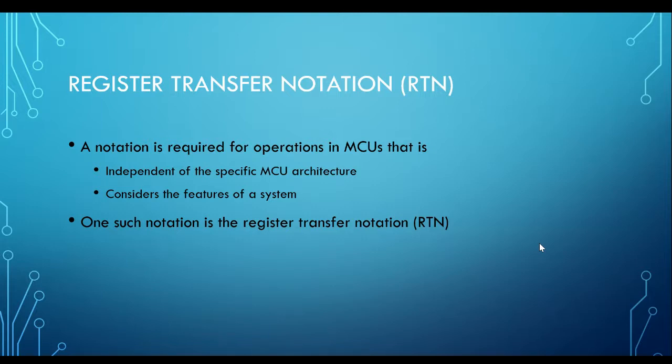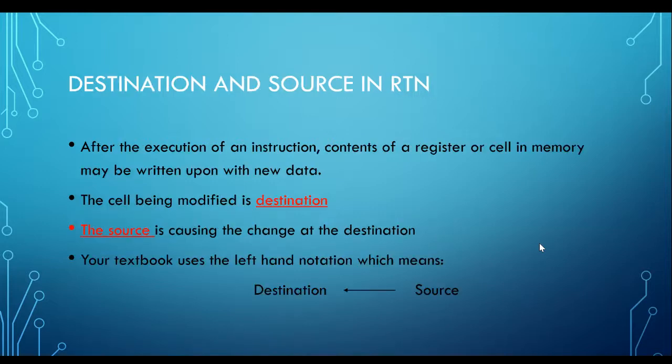Register transfer notation is basically just a language to express what happens in the register. The language actually looks like this: there is a source, then there is a destination. After the execution, contents of a register or cell in the memory may be written upon with new data. For example, move information from one register to another. You move from the source to the destination. Just remember this flow, from the source to the destination.